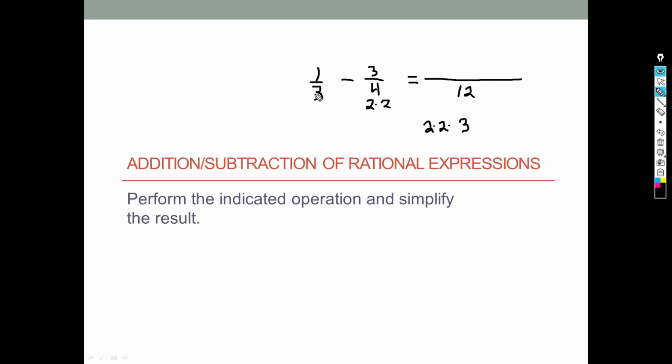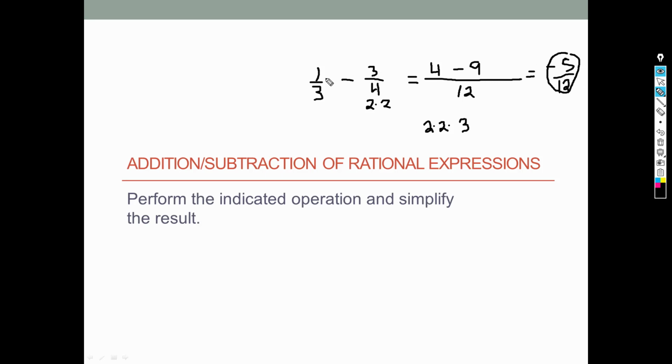And then basically what we do is you say 3 goes into 12, 4 times, and then multiply the numerator by that. We get 4. Then minus, bring down the minus. 4 goes into 12, 3, and then we multiply 3 times 3, we get 9. Now we can combine. 4 minus 9 is -5, and that's over 12. And the last step is to reduce it or simplify. -5 and 12 have no factors in common, so that would be your answer, -5 over 12.